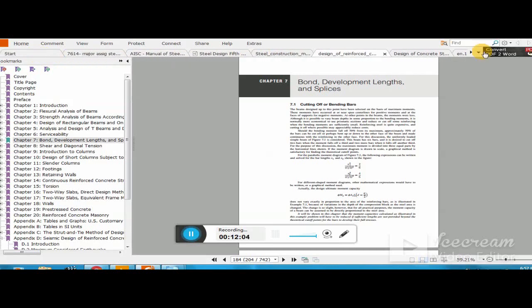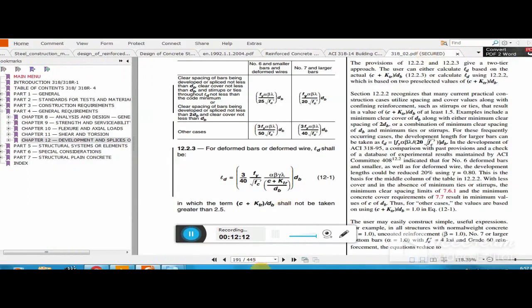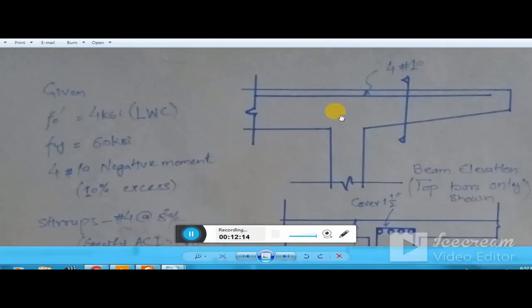So let us come back to the question and see what is in it. Clear? So now you see, this is my critical section. The question is how much I extend this bar from this face, for how much distance I need to extend this bar. The data I can show you, you will see in this picture.